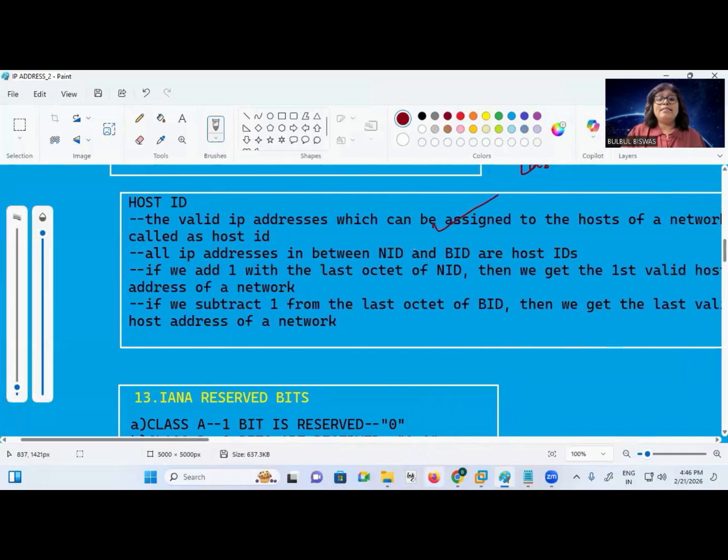And all IP addresses in between NID and BID are the host IDs. Okay. Here is the question. Some situation comes, how to find the first valid host? Don't worry. Add 1 with the last octet of NID.